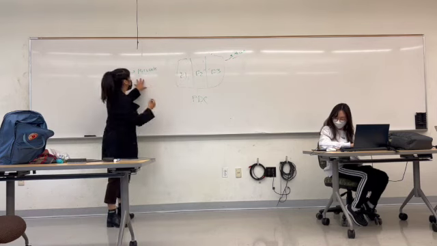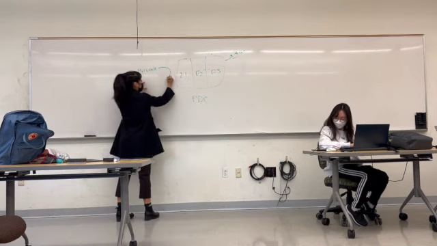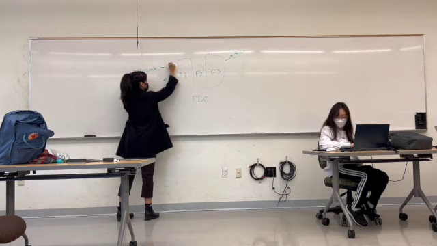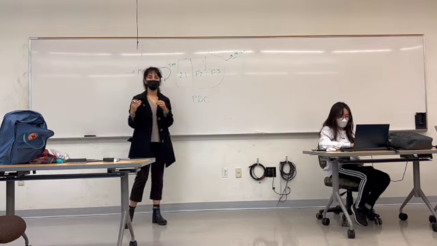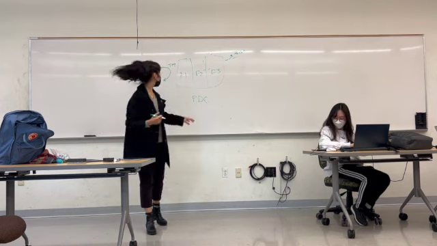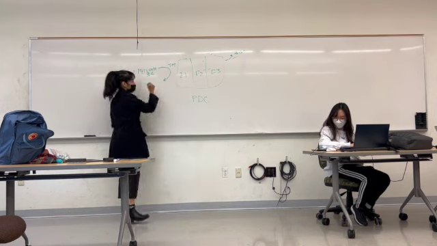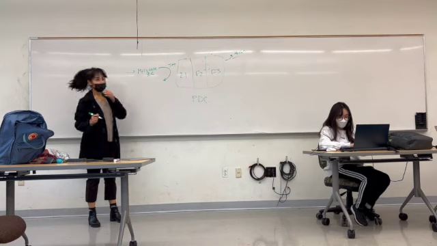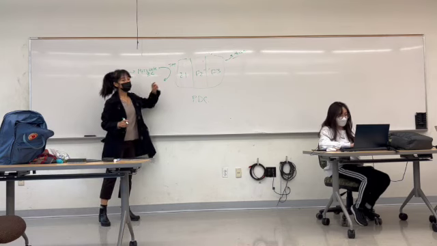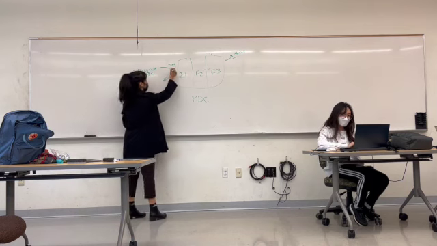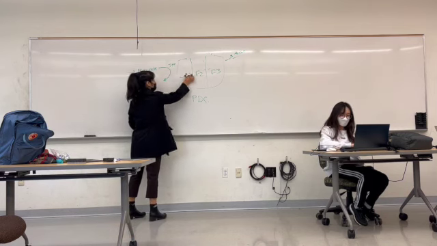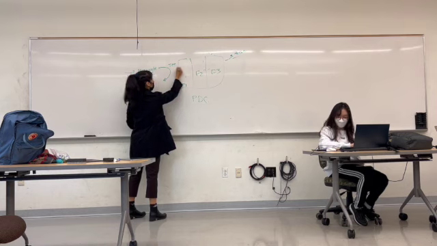So pyruvate is going to come in here, and we use that coenzyme TPP for it. What TPP does is, you know that pyruvate is 3 carbons. The TPP is actually going to transfer 2 of those carbons and lock them in E1. So I'm going to write it right here.